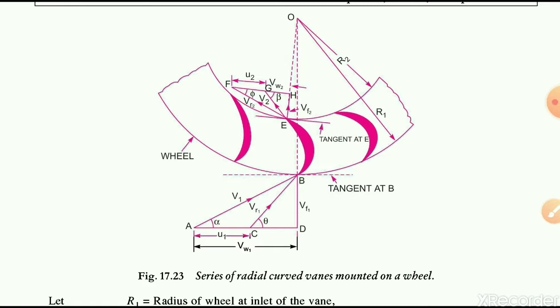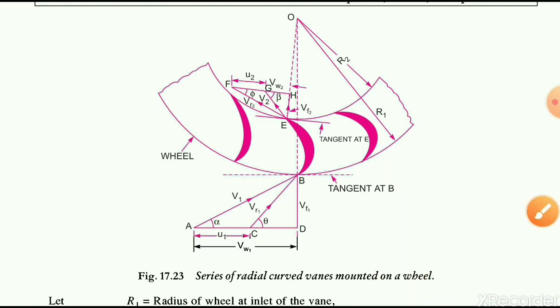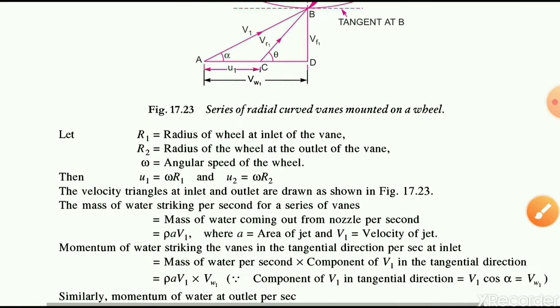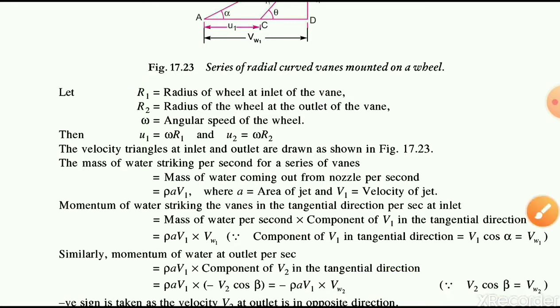Let us consider a series of radial curved vanes mounted on a wheel, shown here. When the jet of water strikes these vanes, this wheel or series of vanes starts rotating with a constant angular velocity. Let us consider R1 as the radius of the wheel at the inlet of the vane and R2 as the radius of the wheel at the outlet of the vane. Omega is the angular speed of the wheel.